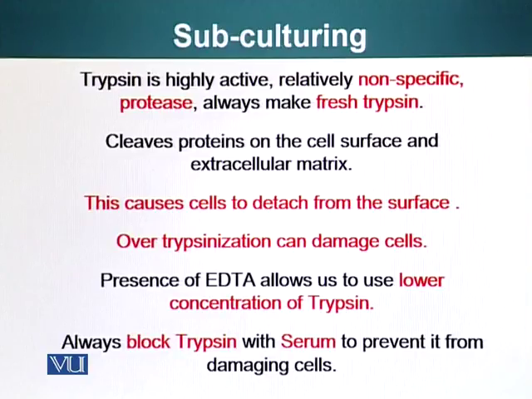Also, over-trypsinization can damage the cells, as I've mentioned. EDTA can help us in that regard, because it will allow us to use a lower concentration of trypsin. Always block trypsin with serum to prevent damaging the cells. Once you add serum to the system, serum has a lot of proteins that will block the activity of trypsin, and it will prevent trypsin from damaging your cells.